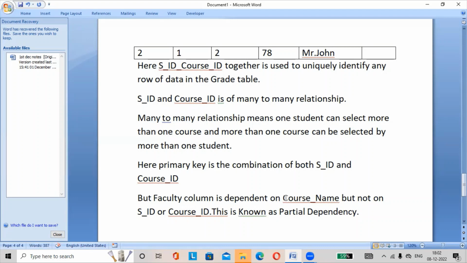One method is to move the faculty column to the course table, or else we can create another table by the name faculty. There are two possibilities. We can create one new table by the name faculty, or we can move this faculty name to the course table. In the course table we can add one more column and name it faculty. Or else we can create one faculty table with faculty ID and faculty name. Then the table will be in second normal form.